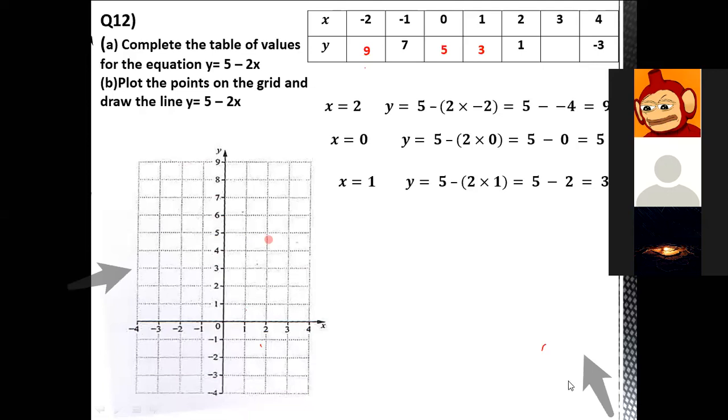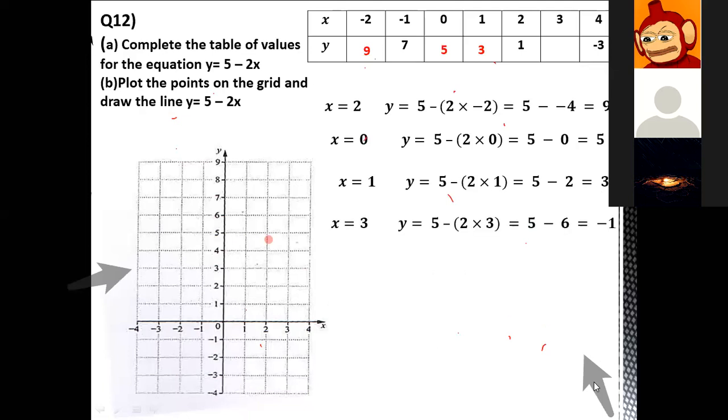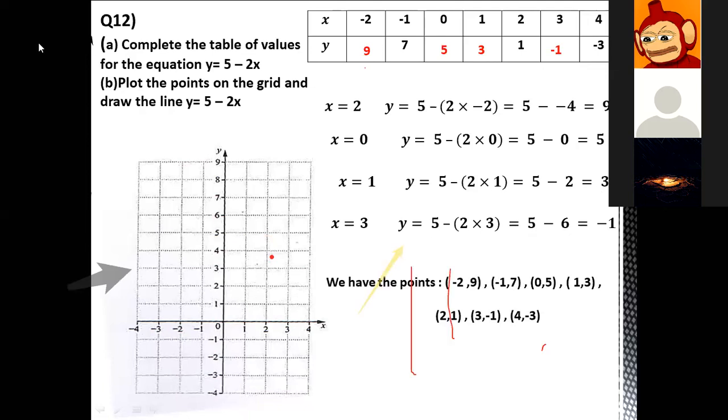Ban. So 3 will become 5 minus 2 times 3. It will come out negative 1. Negative 1. That's right. Okay, after that, what shall I do, Ban? We're gonna plot them. Yes, we're gonna plot the points.